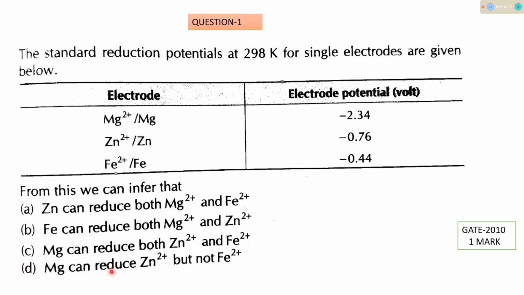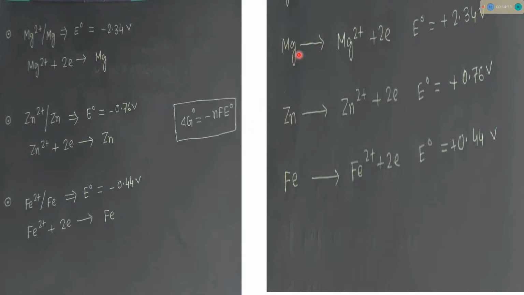D. Magnesium can reduce Zn2 plus but not Fe2 plus. It is also wrong, because we see that it is possible for magnesium to reduce both Zn2 plus and Fe2 plus.